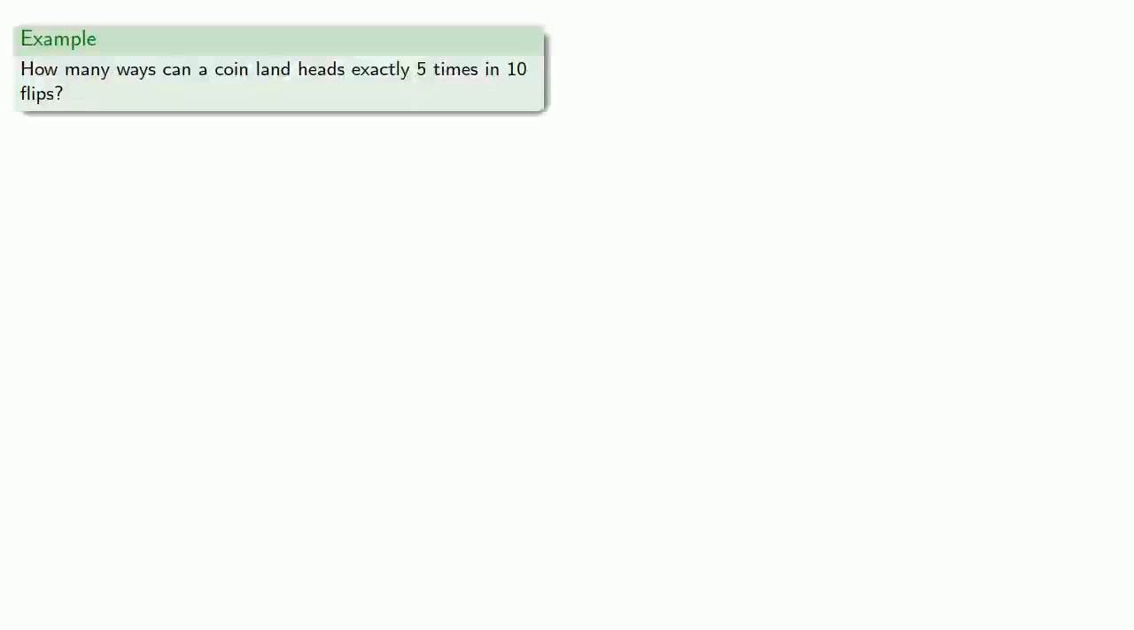Now, to find the number of ways, we need to ask questions and determine how many possible answers we have. Since we want an event to occur, our questions should be about how it will occur. So let's ask the combinatorial question. How many ways can a coin land heads exactly 5 times in 10 flips? Suppose the coin did actually land heads exactly 5 times in 10 flips. So the combinatorial question is, how did we get that?